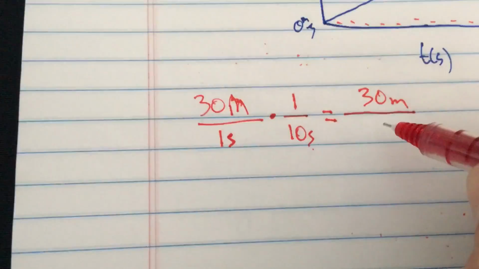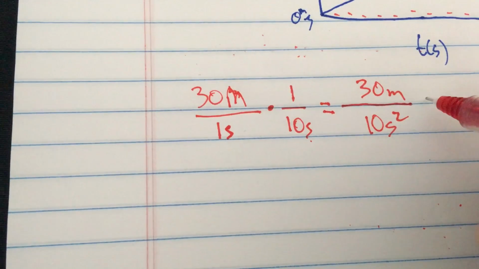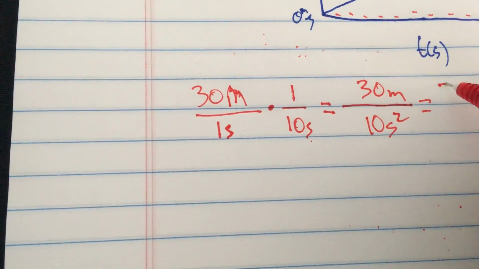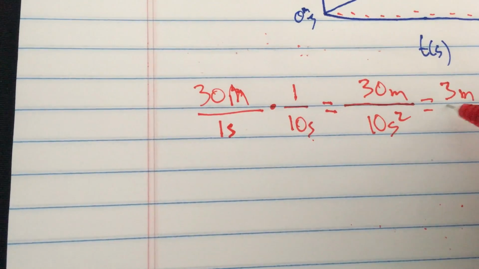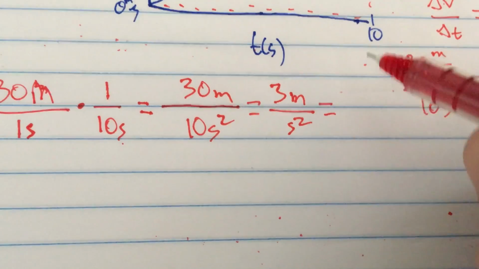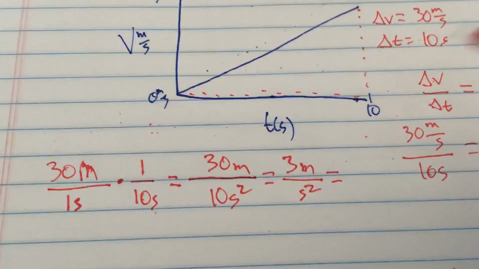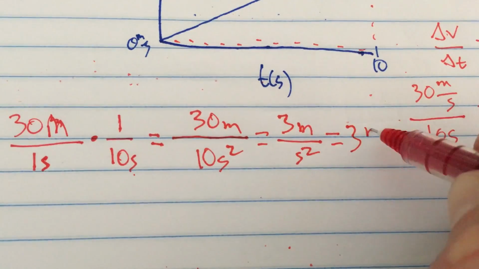Because 30 meters times 1 is 30 meters. But 1 second times 10 seconds is actually 10 seconds squared. Now I can reduce this further. 3 meters per second squared. Or we can say that the acceleration, the change in velocity divided by the change in time, is 3 meters per second squared.